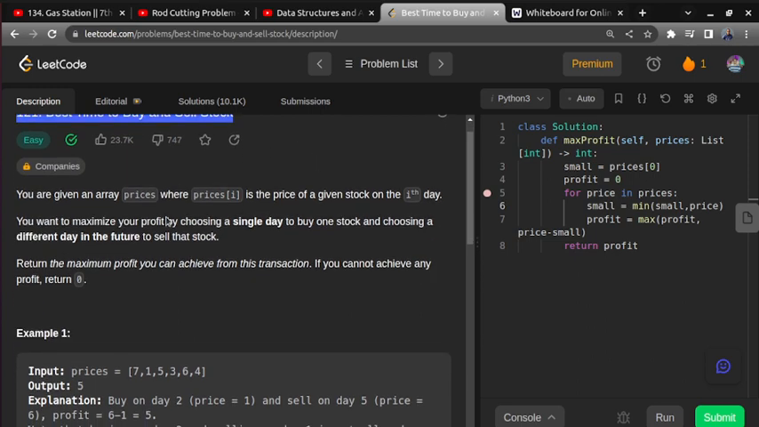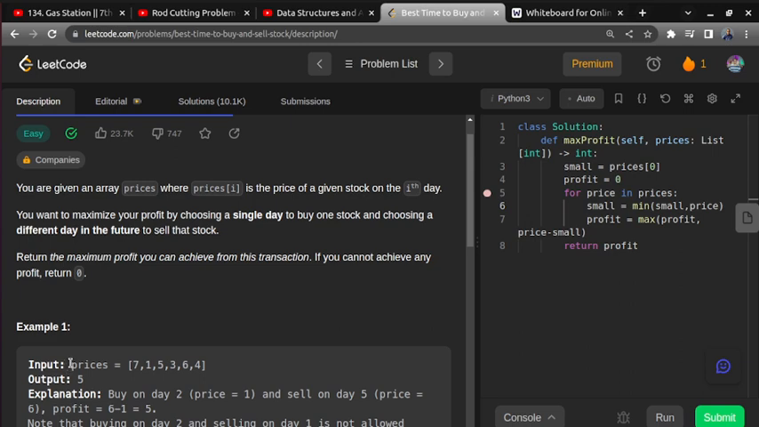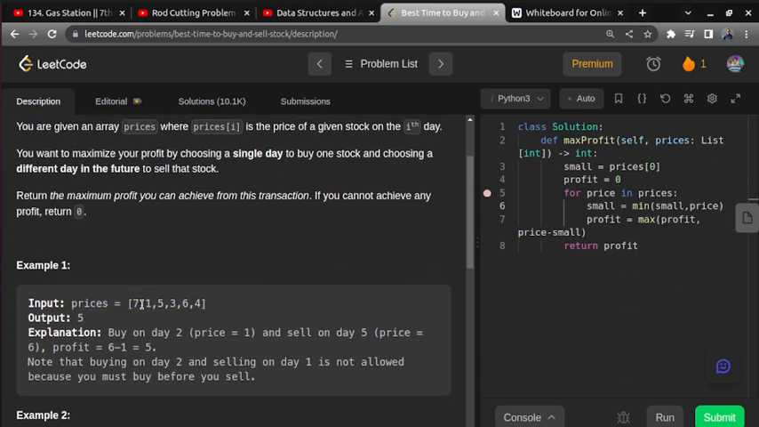Okay, so what will be given in this question? A price array will be given to us. What we need to do is buy a stock one day and sell that stock on another day. As you can see here, let us copy this question and try to solve this.